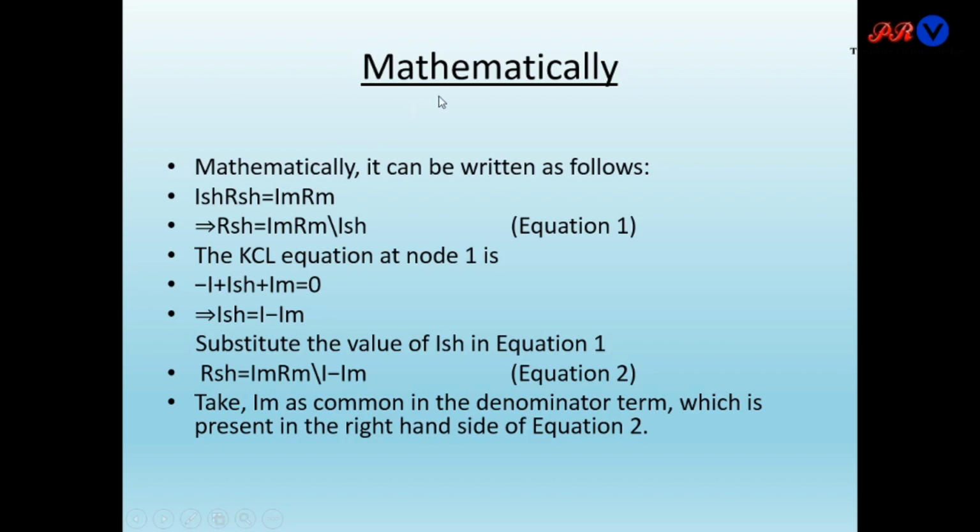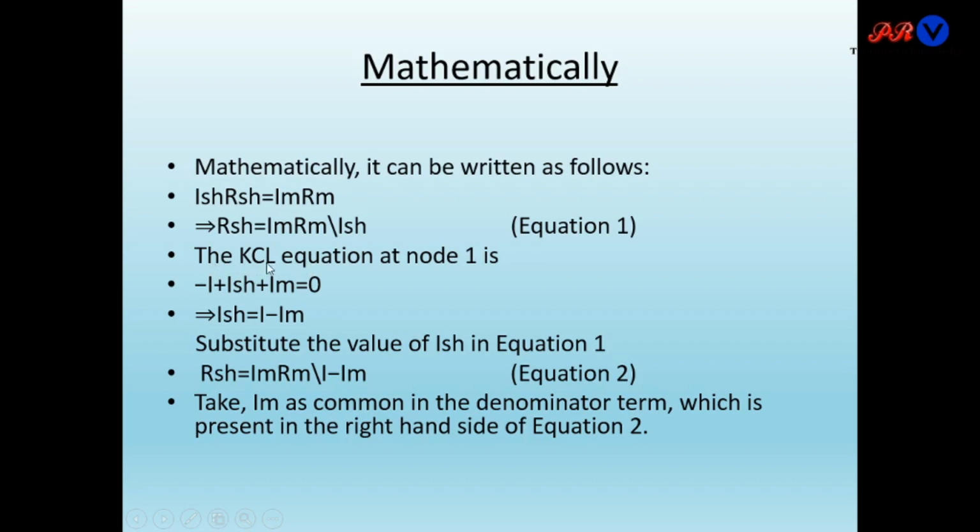So the mathematical way to find RSH: because the voltage drop across the shunt and the galvanometer is the same, we can write ISH RSH equals Im Rm, which gives us RSH equals Im Rm divided by ISH. This is equation 1.